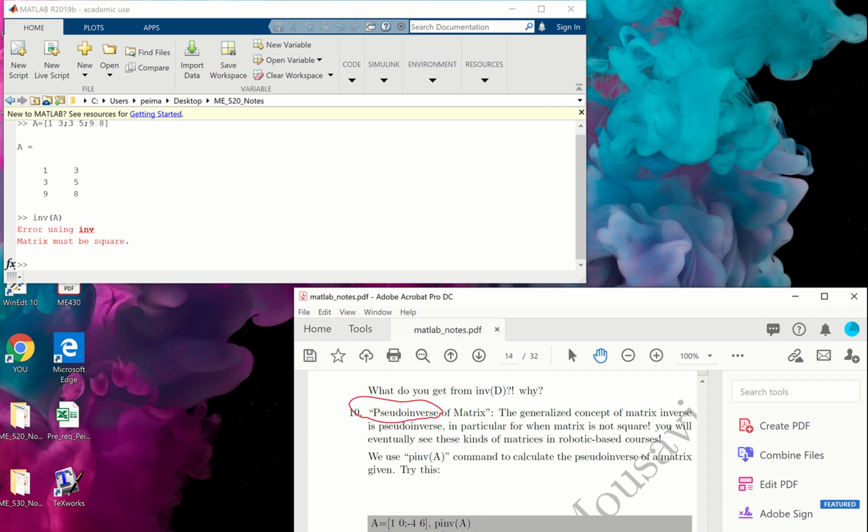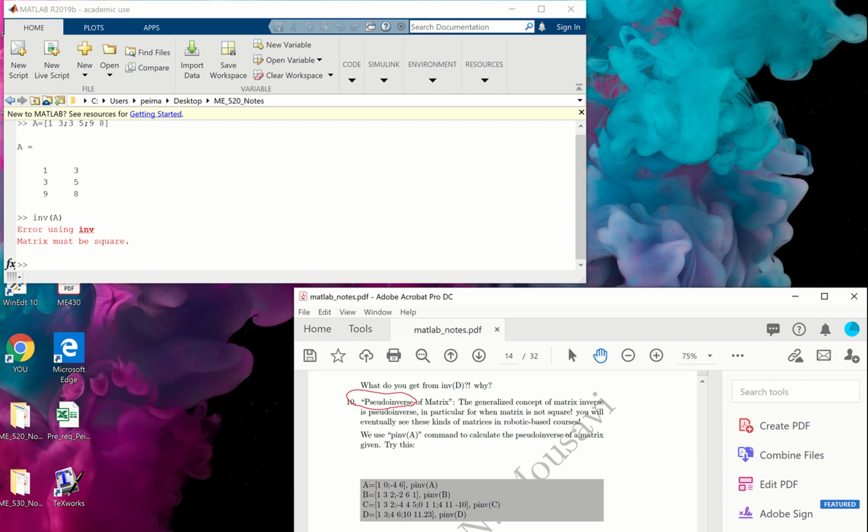You're going to see the pseudo inverse matrix in courses like the robotics ones, so ME596, where you deal with pseudo inverses of non-square matrices. So the generalized concept of the matrix inverse is the pseudo inverse. The pseudo inverse can do both square and non-square matrices. You will eventually see this kind of matrices in robotics-based courses. So we use the pinv command to calculate the pseudo inverse of a matrix.